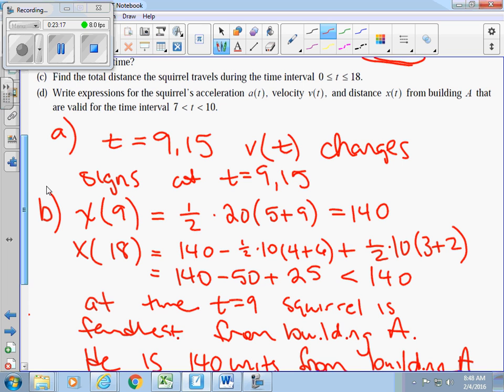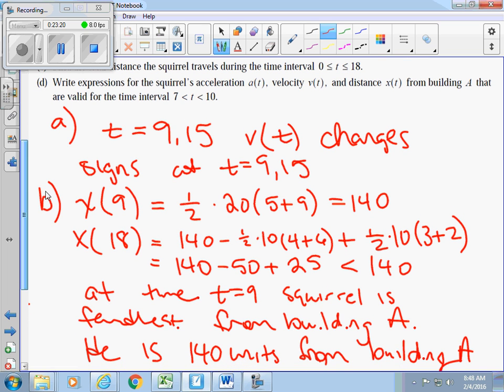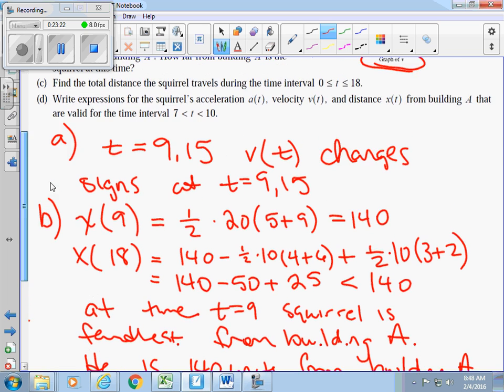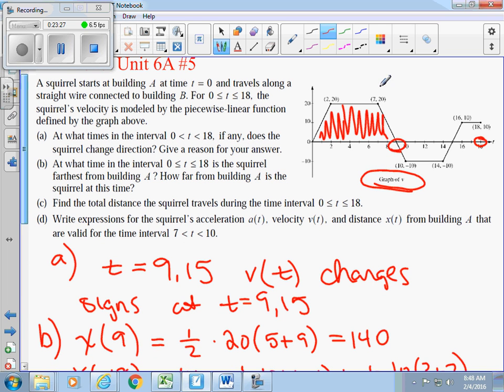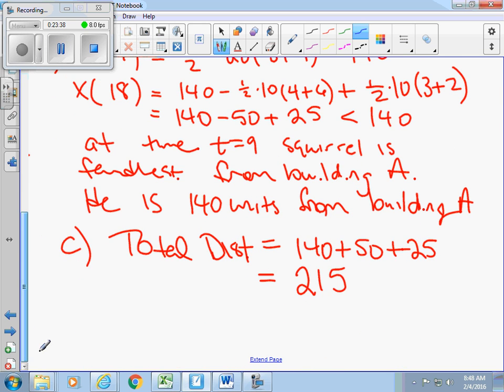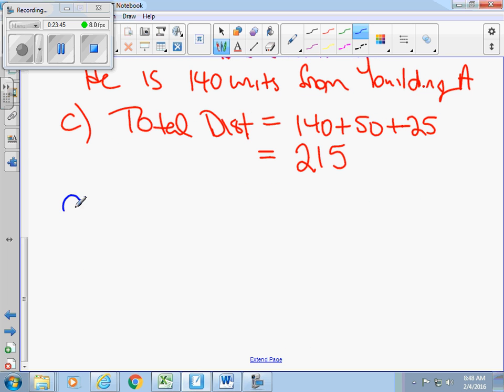Write expressions for the squirrel's acceleration, velocity, and distance that are valid from 7 to 10. So I only need the velocity from 7 to 10. They could have made me do all of them, but they're only making me do the velocity from 7 to 10. That is what I read, right? Velocity, position, and acceleration from 7 to 10.